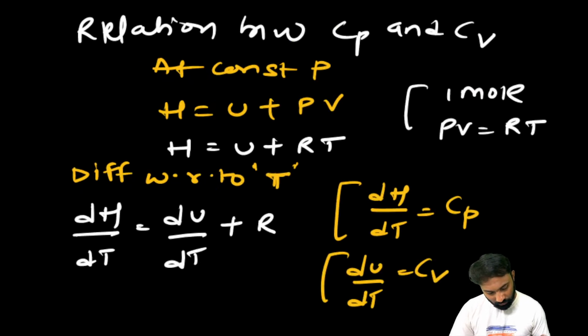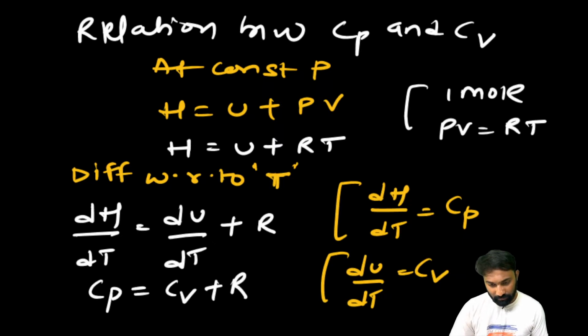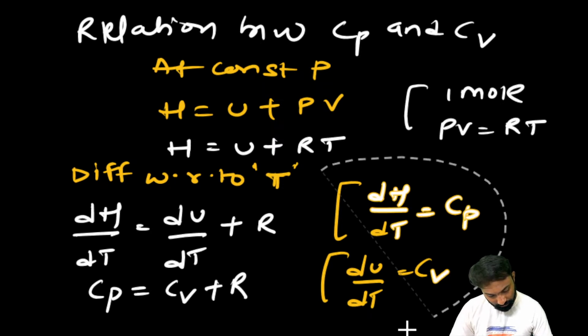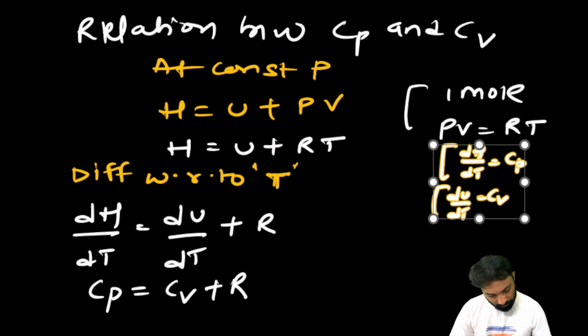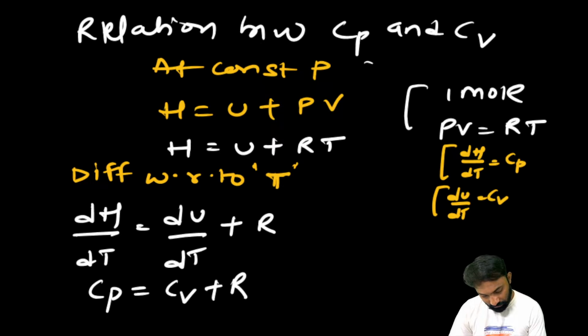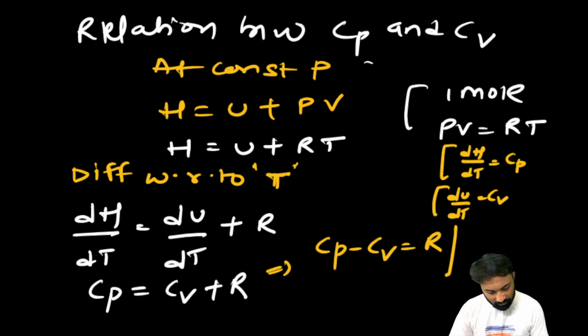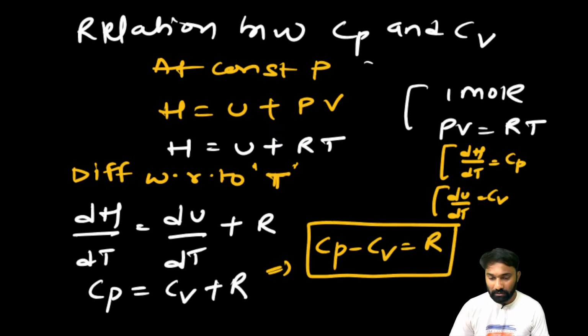Done? Now here also, can I write it as Cp is equal to Cv plus R? Then if you send the Cv to the left hand side, it will become Cp minus Cv is equal to R. This is for 1 mole. Clear? I hope it is clear.